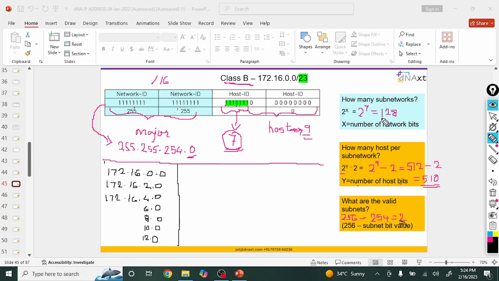What will be the last, that is the 128th subnetwork? It will be 172.16.254.0. 254, where the increment is happening, the subnet mask value always comes in your last subnetwork. That's the trick. Now let's write down their broadcast IDs.